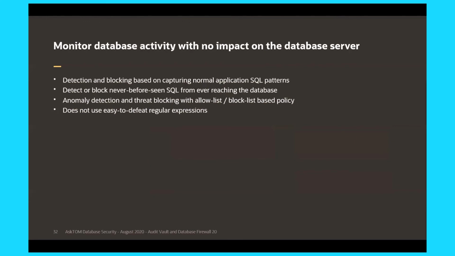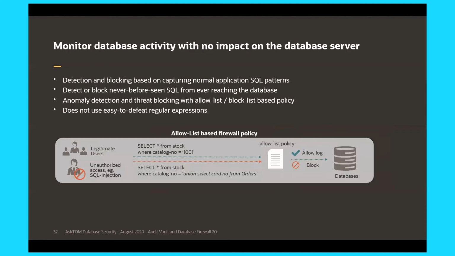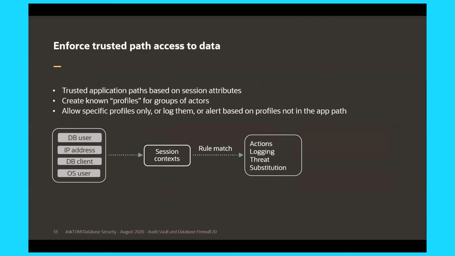Firewall, again, lets you monitor database activity with no impact on the database server, so that you're very easily able to create an allow list of what gets through, and anything that's not in that allow list you block. It also allows you to enforce trusted path based on attributes like IP address, client program, database user.